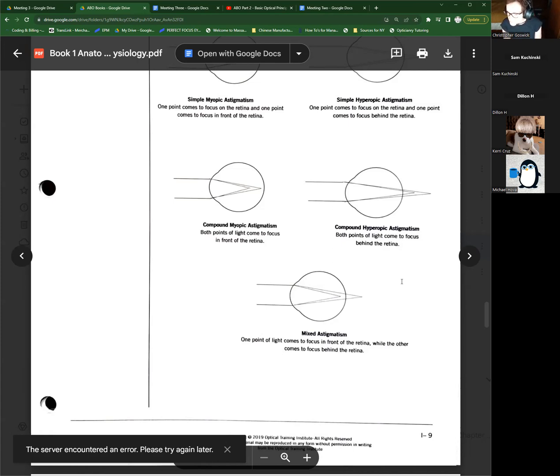I've heard of those terms before, but seeing the pictures helps me to understand them because I've never had the pictures before. Yeah, the pictures definitely help visualize it. Okay, cool. Awesome. Yeah, so I think the pictures help.